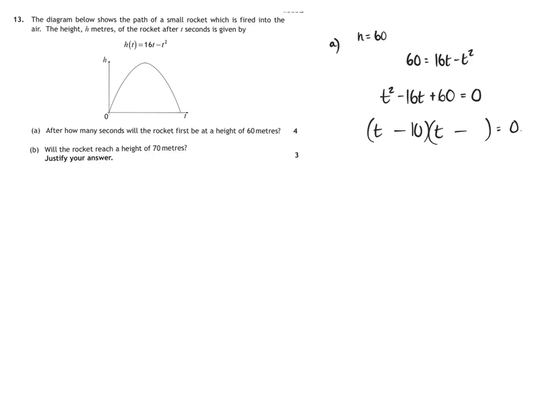So that means we know that we've got to have a 10 in there and a 6 in there. So we now know that t minus 10 has got to be equal to 0, or t minus 6 is equal to 0. So that means it's going to be t equals 10 or t equals 6. So it's asked us to find the first time it'll be at a height of 60 meters. So that is t equals 6. So it's probably best to write it out again. So it will reach 60 meters after 6 seconds.